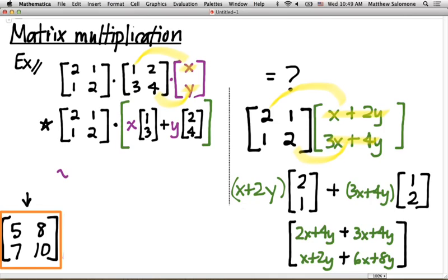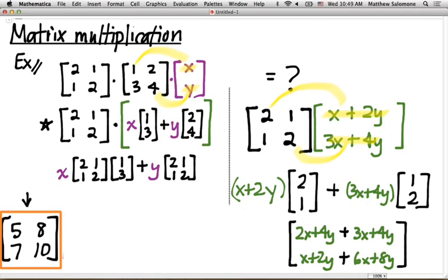It means I can rewrite this as x times the matrix 2, 1, 1, 2 times the vector 1, 3, plus y times the same kind of thing, 2, 1, 1, 2 times the vector 2, 4. And again, because we know how to multiply a matrix by a vector, we know how to do each of these matrix vector products.